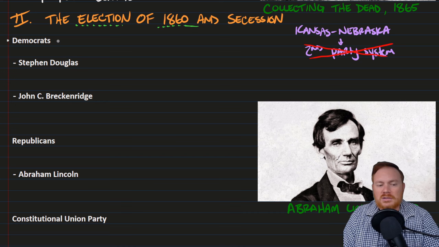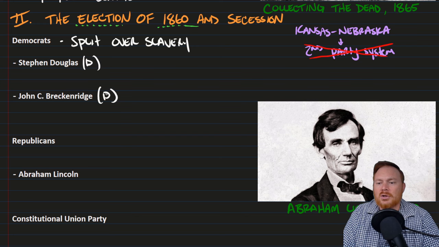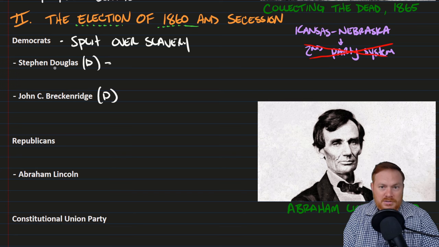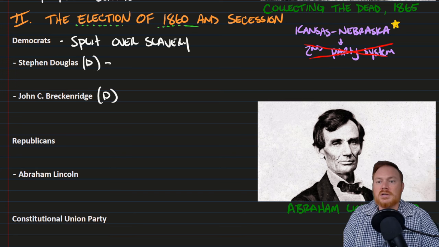The Democrats are the party that survives. They survived the Kansas-Nebraska Act, and so they continue to exist. But in the election of 1860, the Democrats will end up splitting over slavery. And they're going to run two candidates for president, Stephen Douglas and John Breckinridge. Stephen Douglas, this is the same Stephen Douglas from the Compromise of 1850. It's also the same Stephen Douglas that did Kansas-Nebraska.